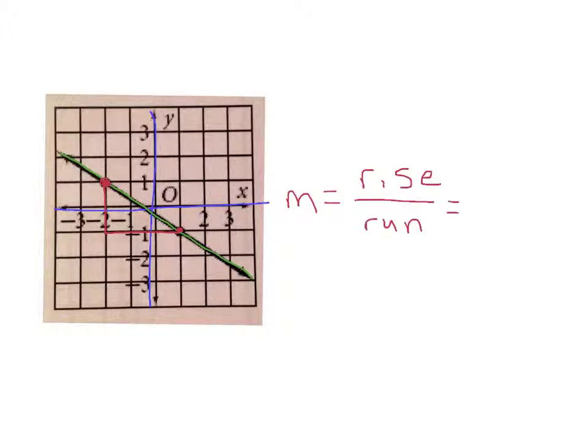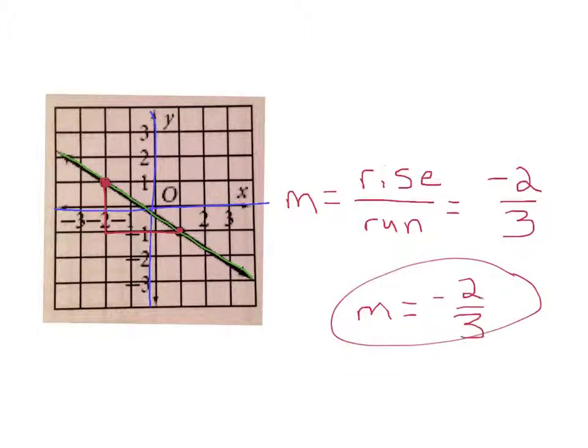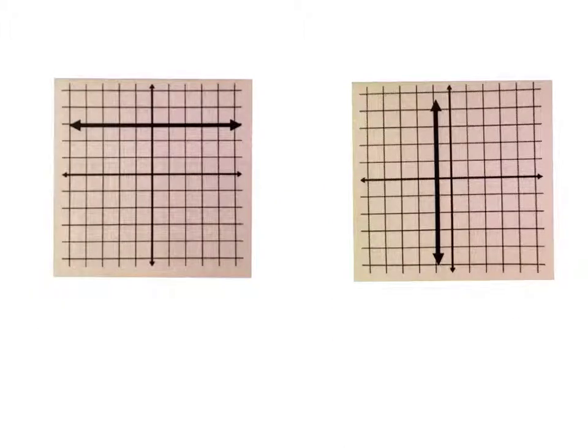So because I had to go down 2, my rise is -2, and my run is 3, so my slope is -2/3. I want to look at these 2 lines at the same time because in these two, students often mix them up. Let's first look at this horizontal line and think about the slope.